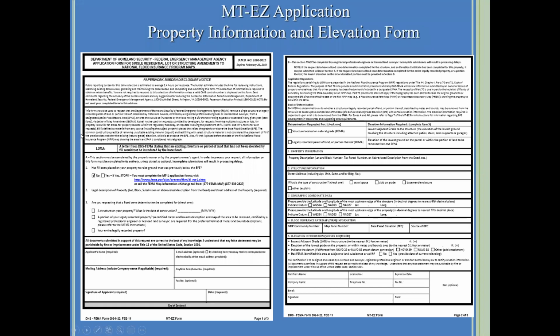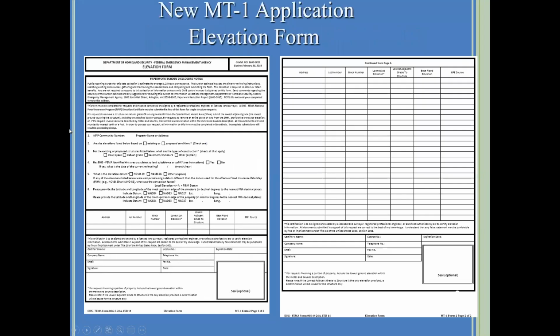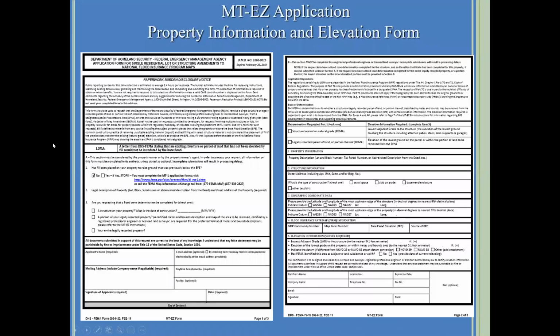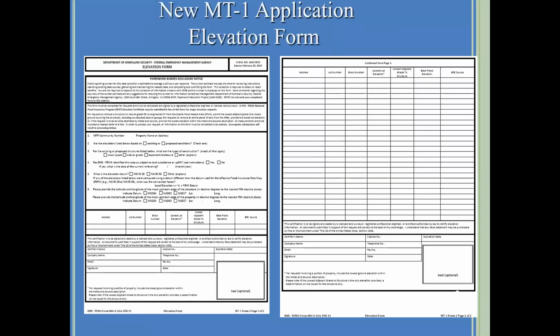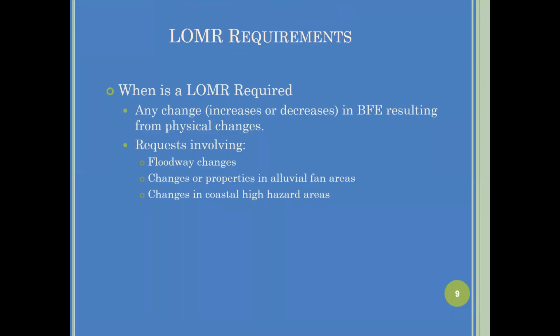Thank you, Diana. Another question, why is a LOMA-F an amendment when revision is in the name? Because it's for a single lot. Thank you. Okay, here's the MT1 application form. Again, these are for CLOMRs, LOMRs, LOMR-Fs, and CLOMR-Fs.